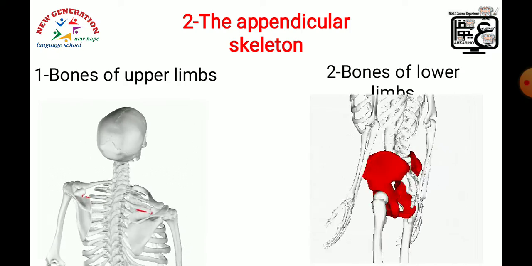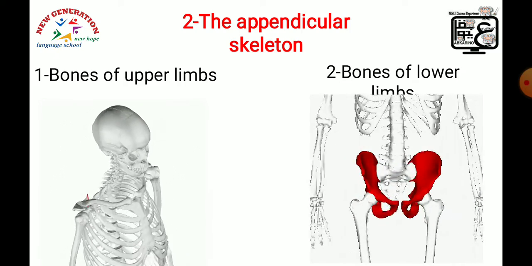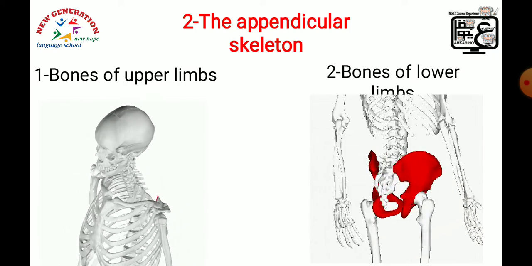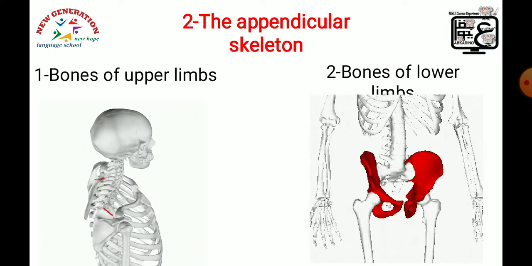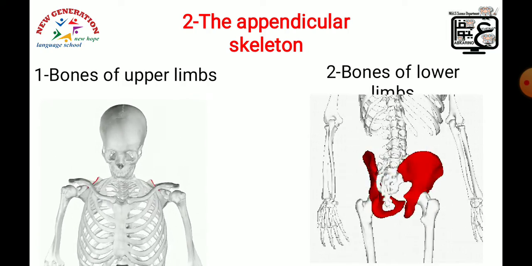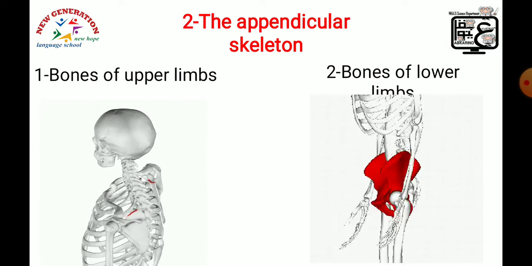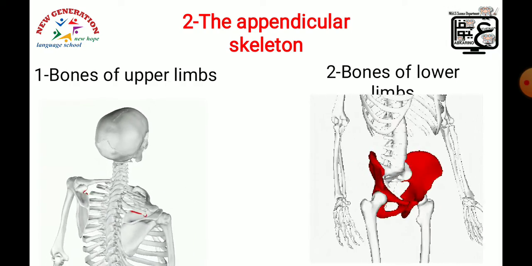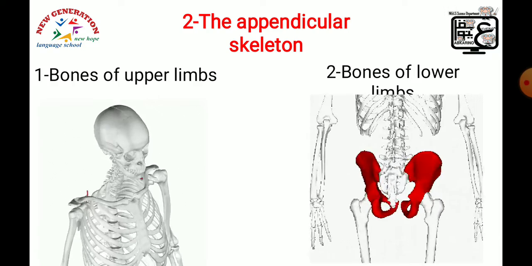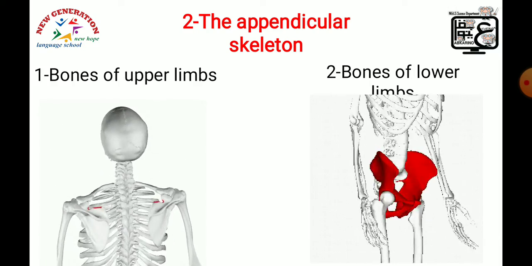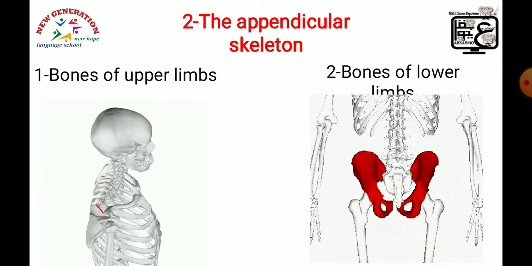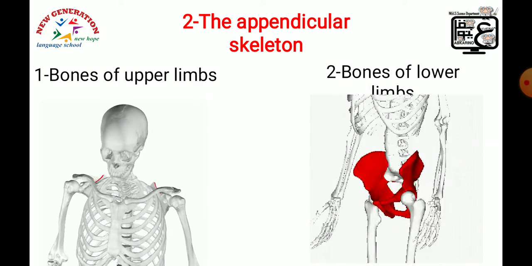So the pelvic bones are connected to the bones of lower limbs. Amazing. So the appendicular skeleton consists of two parts. Number 1, bones of upper limbs, which are connected to shoulder bones, and bones of lower limbs. Amazing.